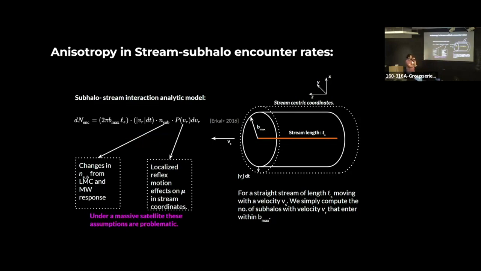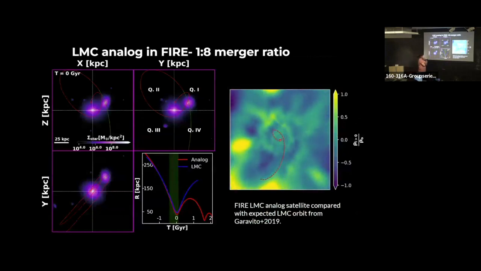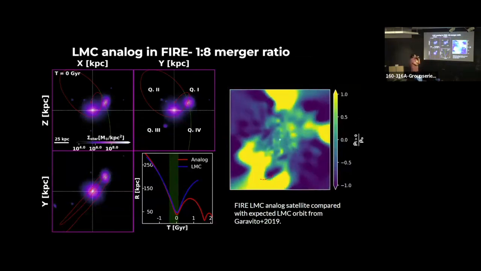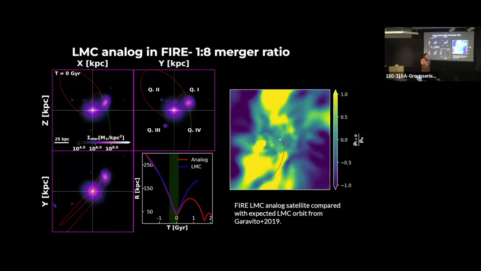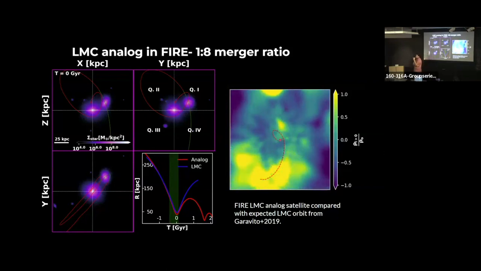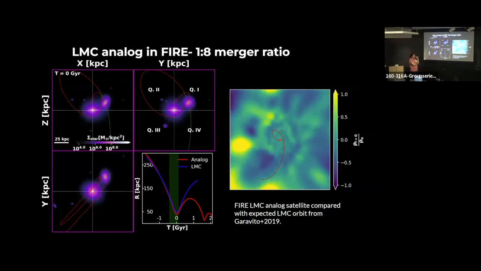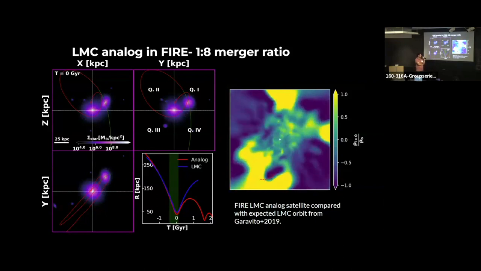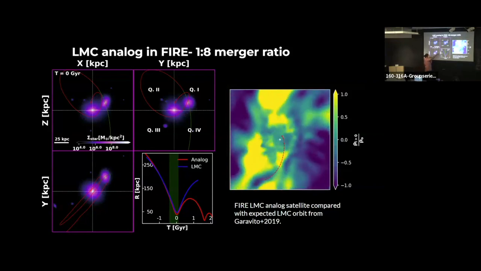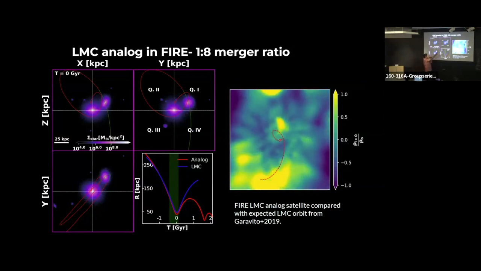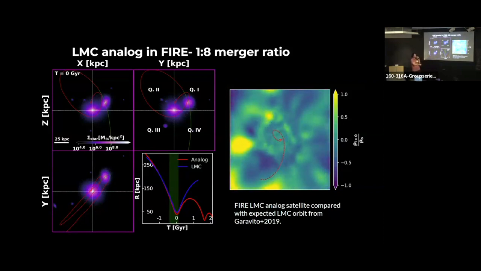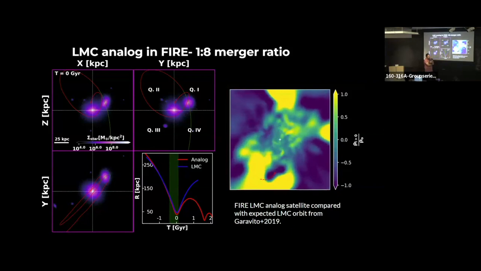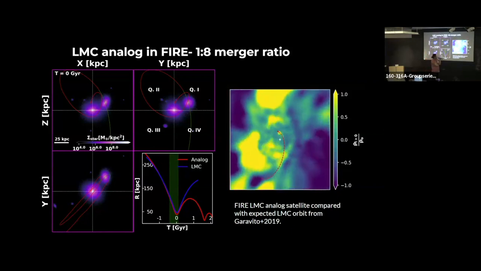So what's a good way to actually make predictions? I think the way is to find an analog in a cosmological simulation and then study how streams might interact with subhalos in this cosmological zoom-in simulation. What I'm showing here is one of the analogs, called M12B, from the FIRE simulations. We picked this simulation basically because the trajectory or the orbit of the LMC matched the real LMC, and the merger mass ratio is something like 1:8. Alex will talk a lot more about analogs in FIRE galaxies in his velocity dipole talk.